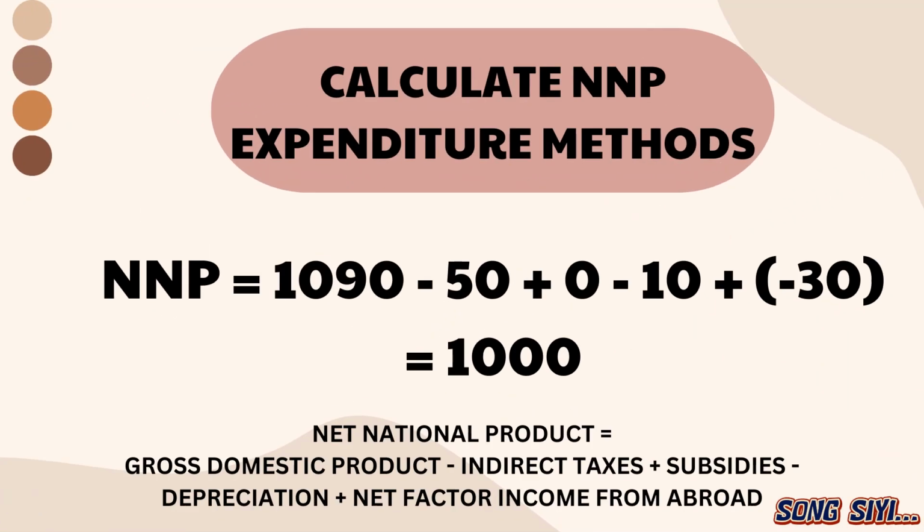So by using this formula, the net national product in this question equals 1090 minus 50 plus 0 minus 10 plus negative 30 equals 1000. So the net national product is 1000.